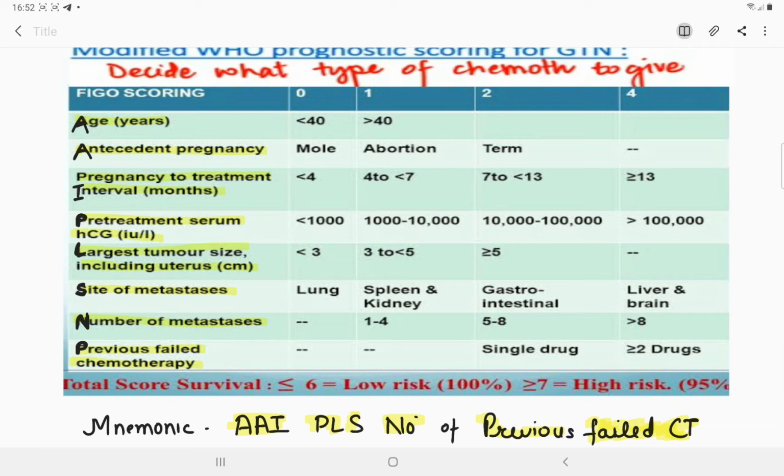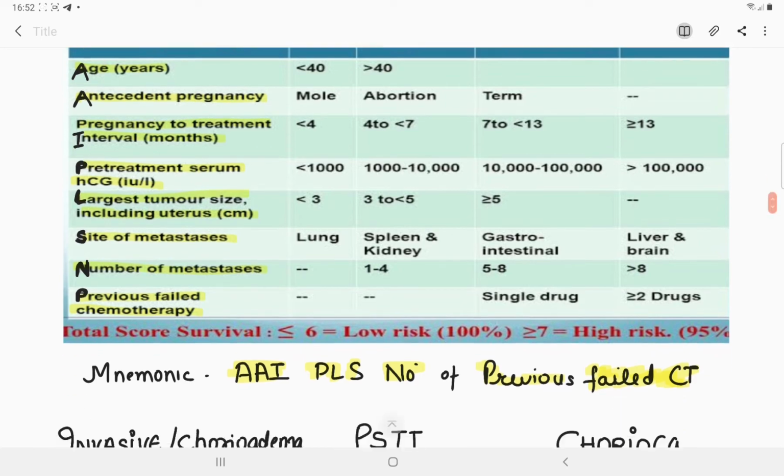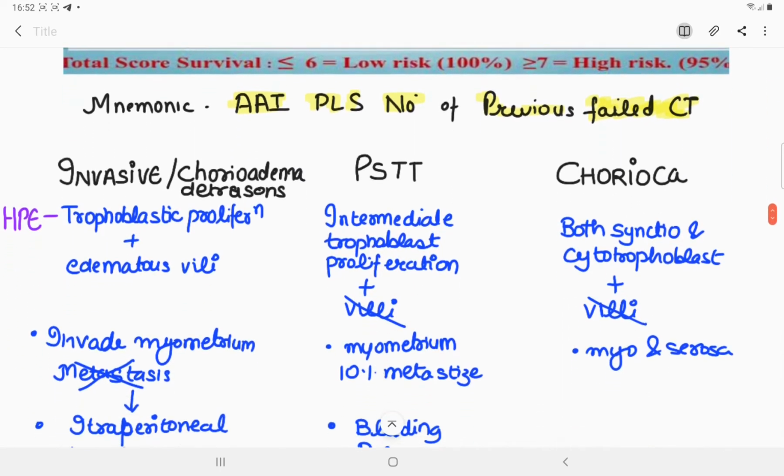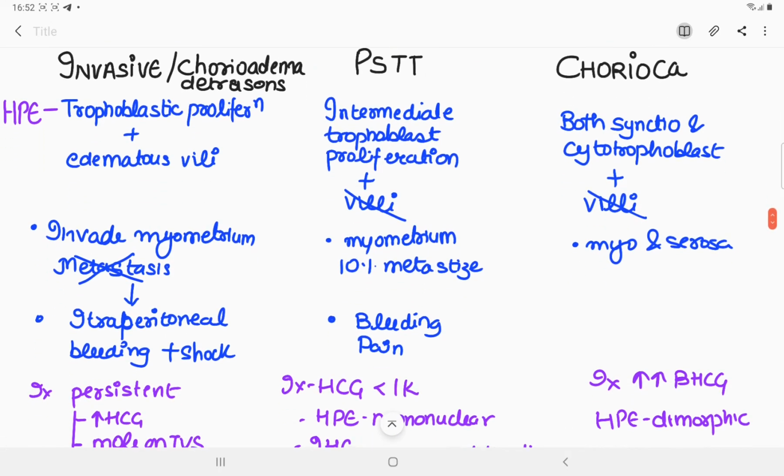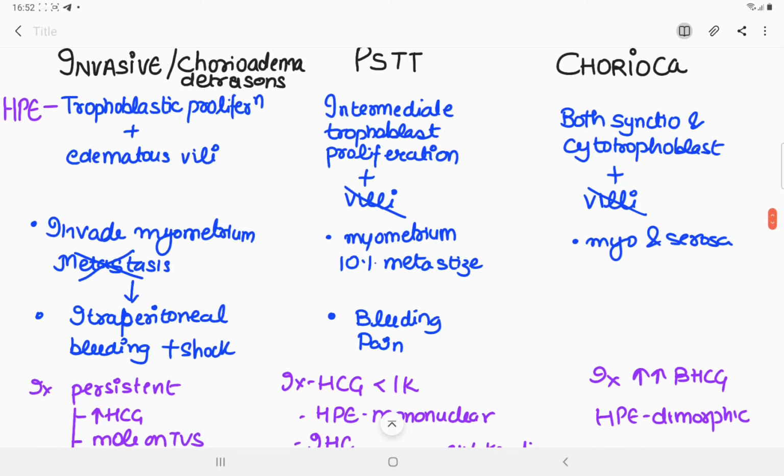A score less than or equal to 6 is low risk, and equal to or more than 7 is considered to be of high risk. Let's discuss them separately. First, we will discuss the invasive mole, that is also called chorioadenoma destruens.